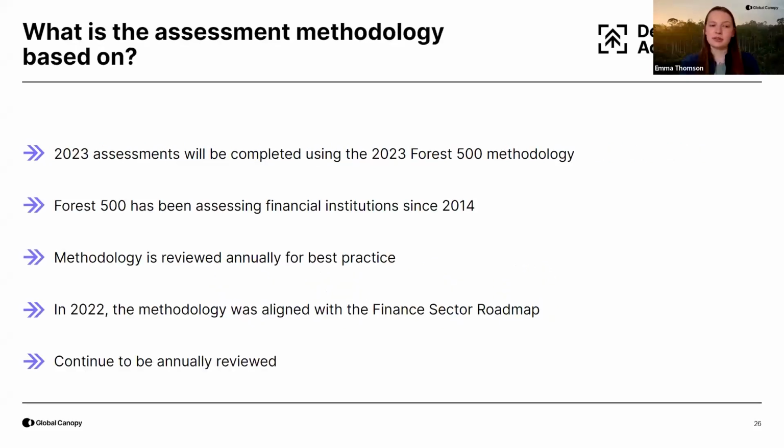Our assessment methodology this year will be done using the 2023 Forest 500 financial institution methodology. Within the Forest 500, we have been assessing financial institutions annually since 2014 and have annually reviewed our methodology since then to ensure it continues to align with best practice. As we mentioned earlier, the methodology does align with the finance sector roadmap, and we will continue to annually review this methodology going forward as well. Next slide, please.